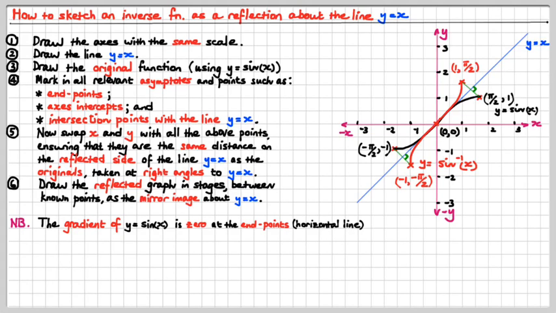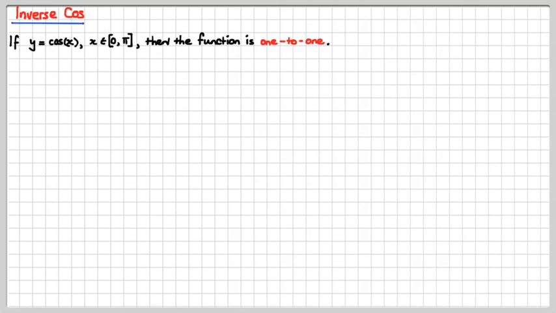Now, NB: the gradient of the y equals sine x graph is 0 at the end point, so I wanted to point that out. And the gradient of the inverse is undefined at the end point, vertical. Please get that right when you're drawing those things, and don't do something that looks a bit sloppy and isn't right. Right, let's go. Inverse cos and then inverse tan, and then we'll do some examples, I think.